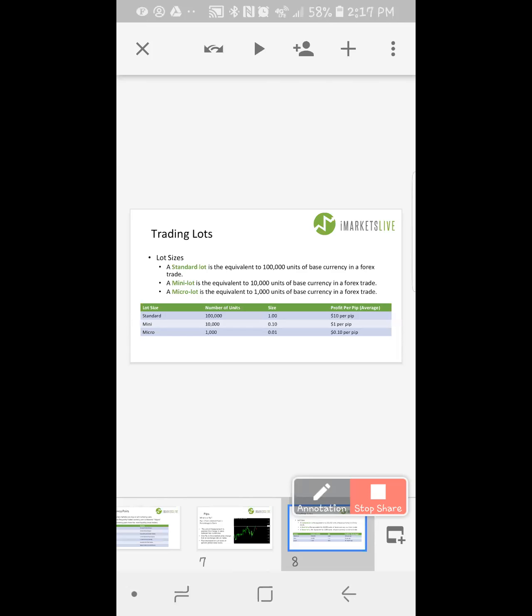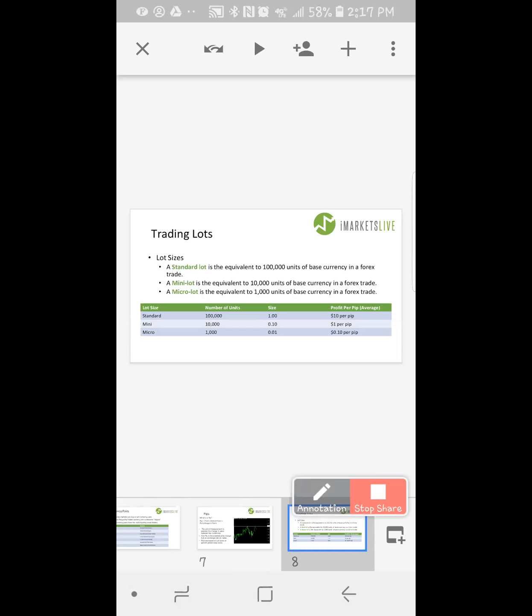So I'm going to start over. On the left it says lot size: standard, mini, micro. Next to that, number of units: 100,000, 10,000, 1,000. But the size, that's what you really have to pay attention to. So let's start from the bottom with the first example that I gave, 0.01. In the regular world, people may think that's 1 cent. Oh no, honey, not in the Forex world. That means 10 cents per pip or per point.